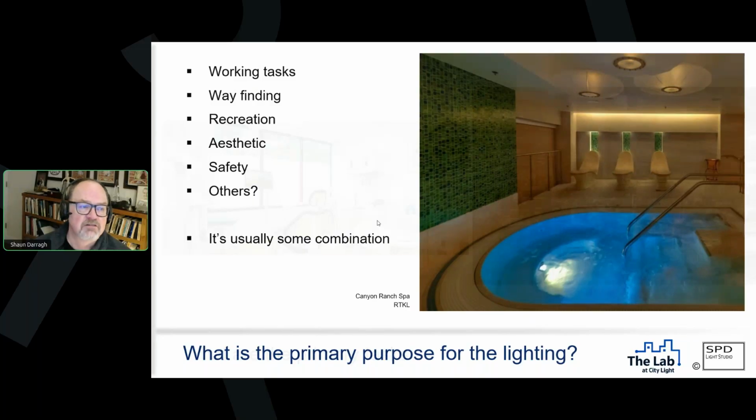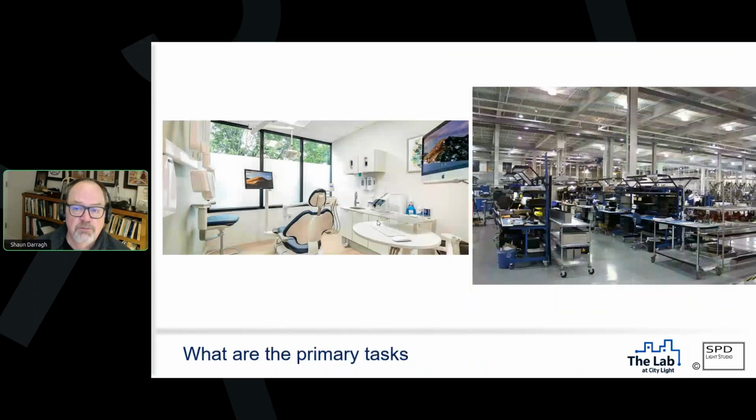What are the primary tasks? One of those tasks might be a dentist looking in a patient's mouth. If we spin that around, it might be the patient in the chair trying to be, A, not terrified, and B, not blinded by any of the lighting that you're being subjected to. Or it might be an industrial facility in which we're assembling electronic components, for example.